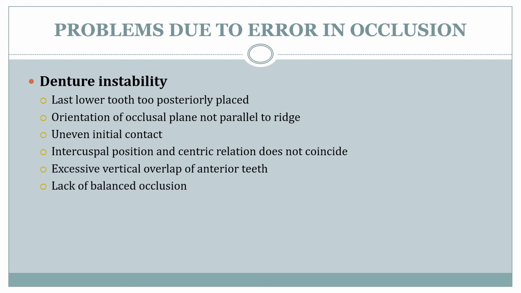Then uneven initial contact, that is your premature contact. When the patient is biting, the patient brings his jaws into contact at one particular point, and he tries to glide. So there is an uneven initial contact. There's no simultaneous bilateral contact. Then intercuspal position and centric relation do not coincide. As I mentioned to you, your centric relation position and MIP, maximum intercuspation position, should be correlated with each other in your partial dentures. Then excessive vertical overlap of anterior teeth and lack of balanced occlusion.